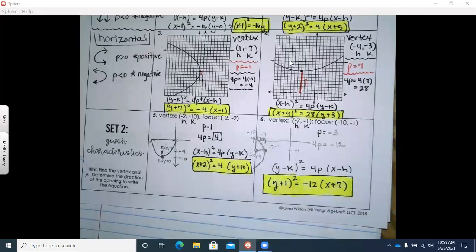Everybody cool? Maybe we'll just do through 8 today, because those are all the same as what we're doing right now. And then we'll do 9 through 16 tomorrow. All right, number 7.